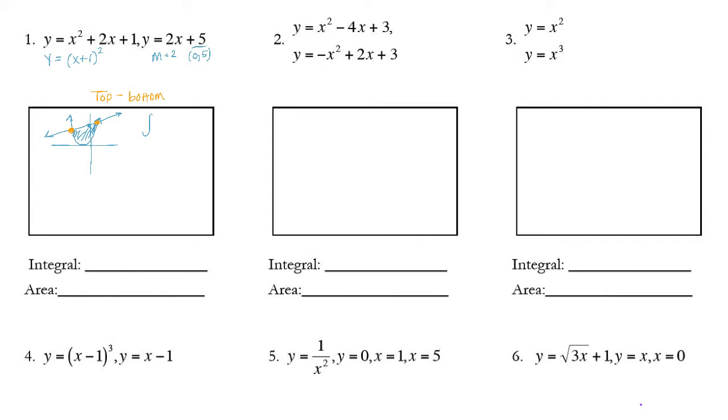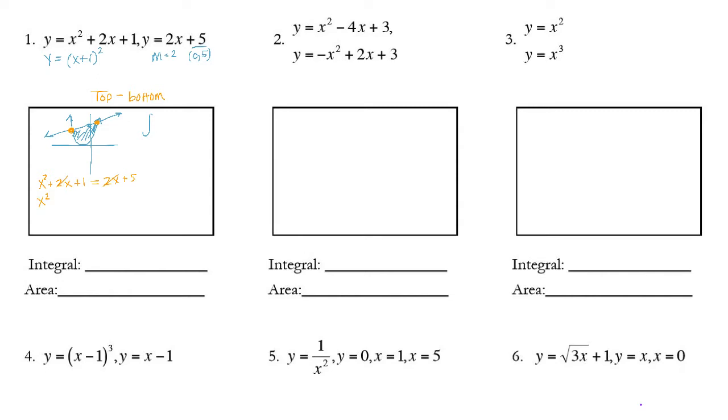Well, how in the world do we find those endpoints? Well, we set our functions equal to each other and solve. Because they're intersecting, they have to be equal to each other at those points. So I have x squared plus 2x plus 1 has to be equal to 2x plus 5. Let's move everything over and set up some kind of factoring.